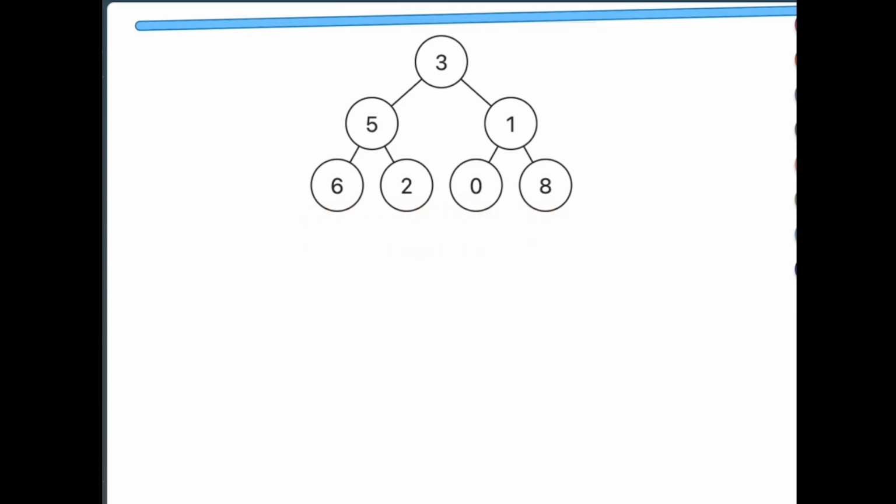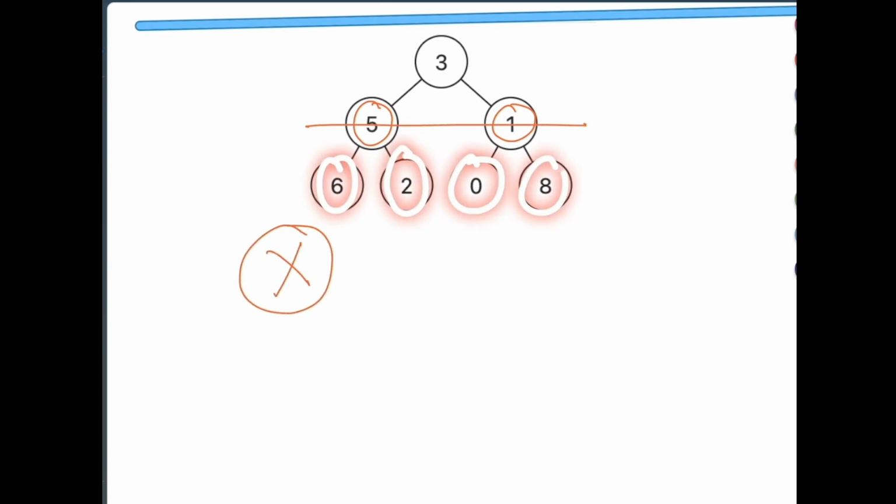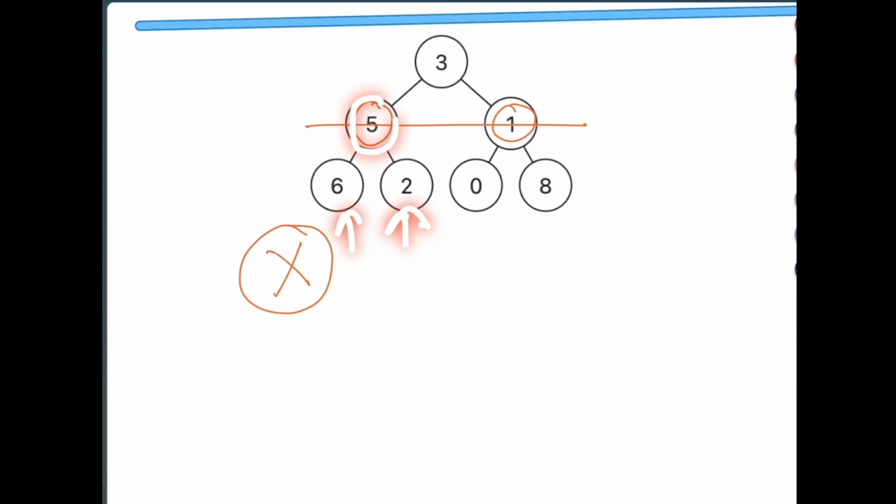Now try to find out what their common ancestors are. Now you might think that 5 and 1 are the common ancestors, but they are not. And the reason is the leaves are 6, 2, 0 and 8. 6 and 2 have a common parent or a common ancestor, which is 5. But the other deepest leaves 0 and 8 have a different parent, a different ancestor, which is 1.